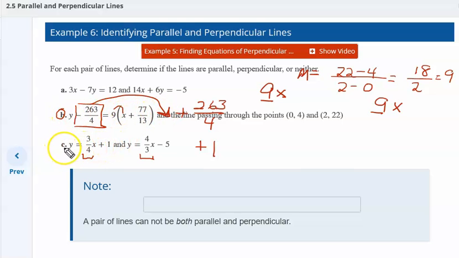And for example C here, that would be neither. They're not parallel and they're not perpendicular. The slopes don't fit any of the definitions for these others.